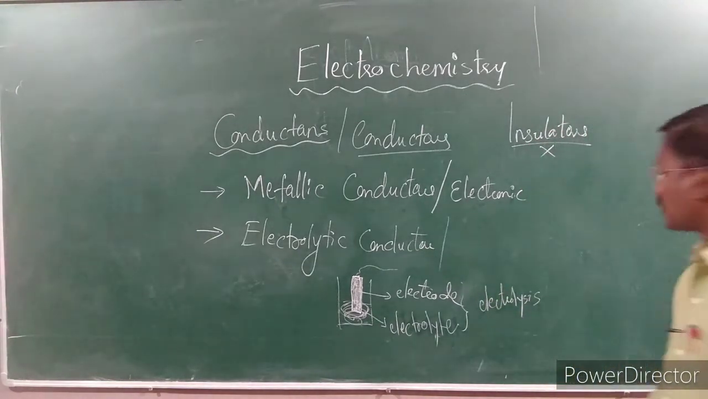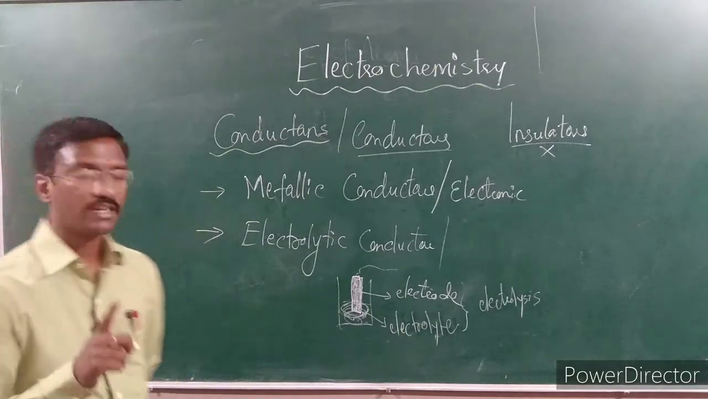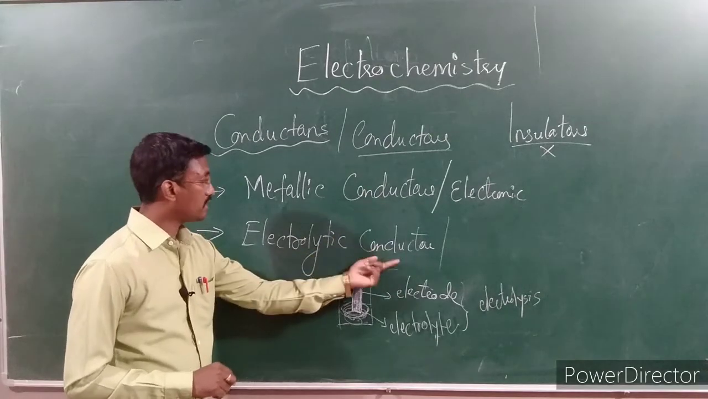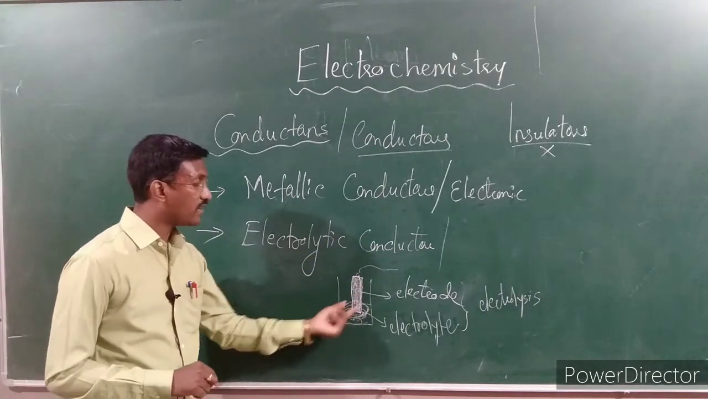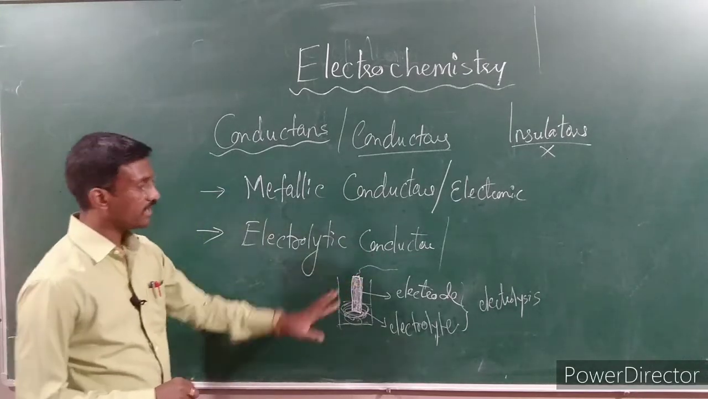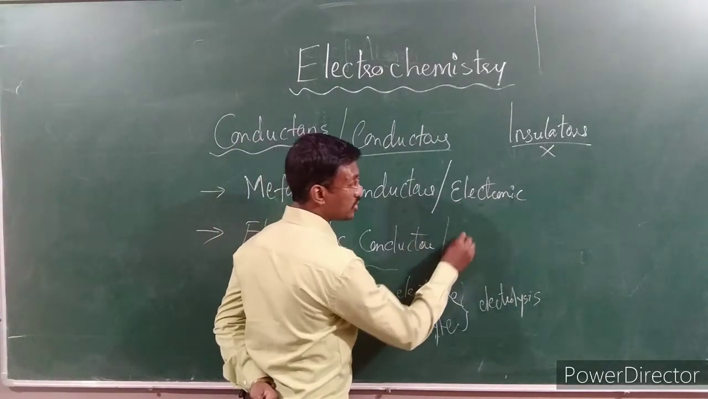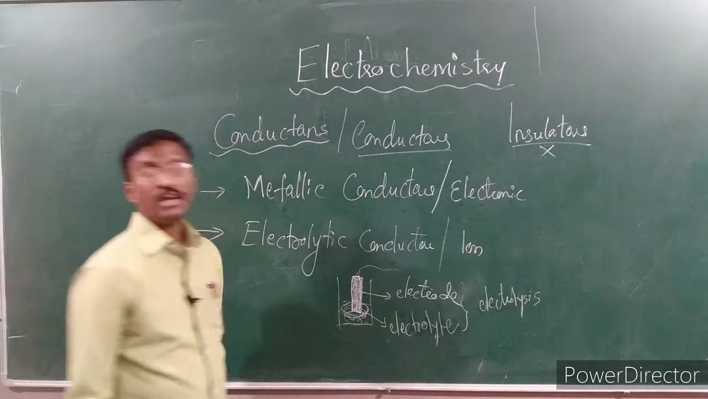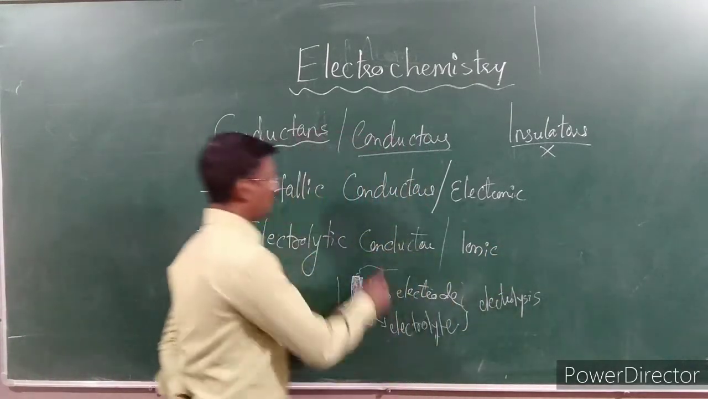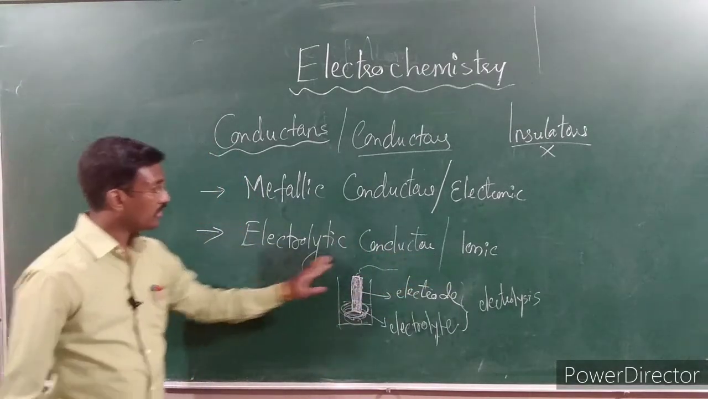So electrolysis is where we conduct electricity in a solution. That solution contains ions. For that reason it is called electrolysis. Electricity conducts in a solution which contains ions. For that reason it is called an electrolytic conductor. An electrolytic conductor is one in which a solution conducts electricity. The solution conducts electricity by the migration of ions. Therefore it is called an ionic conductor. So an ionic conductor is a liquid that conducts electricity by the migration of ions. Therefore it is an ionic conductor or electrolytic conductor.